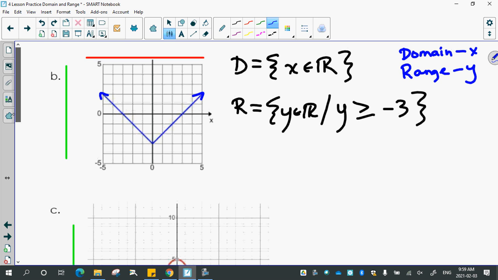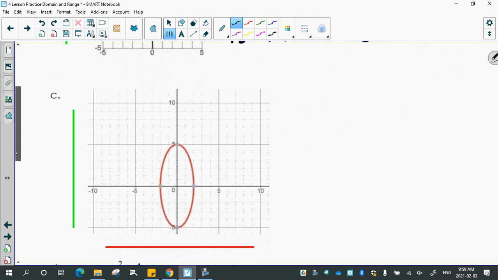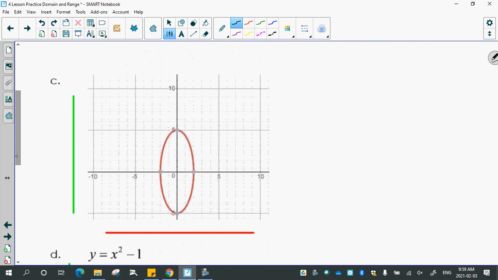Oh, we didn't say whether it was a function or not. Is this one a function? Yes. It is a function. It passes the vertical line test. Is C a function? No, not a function.